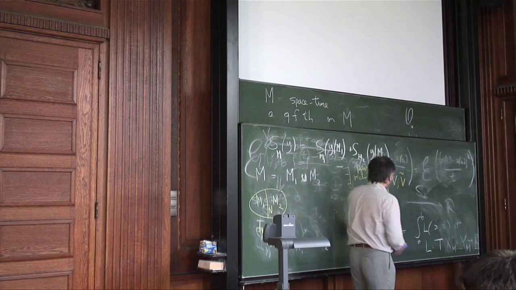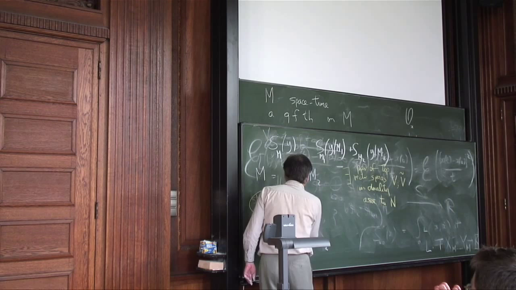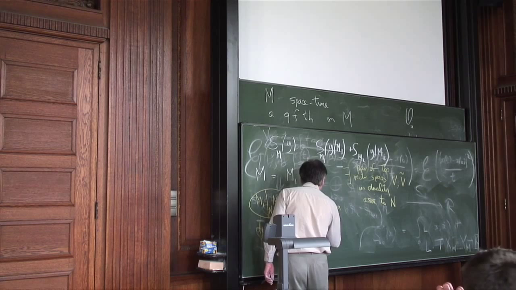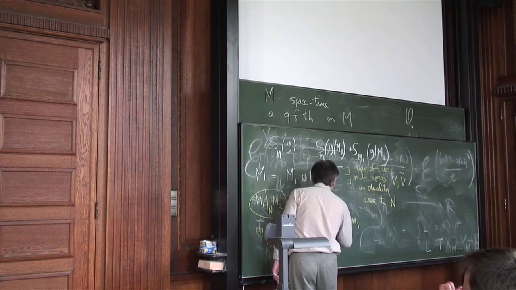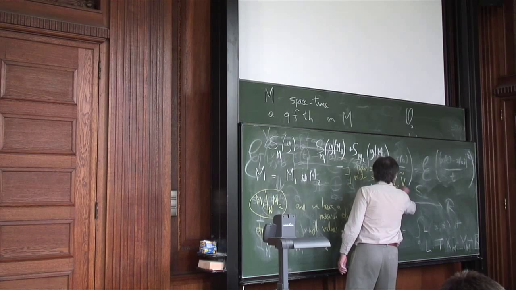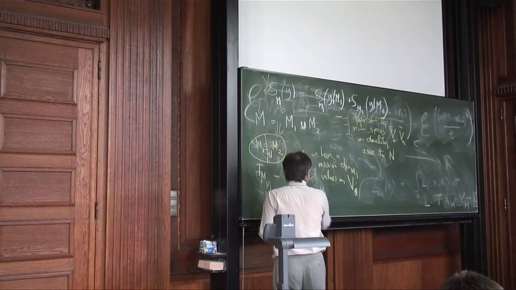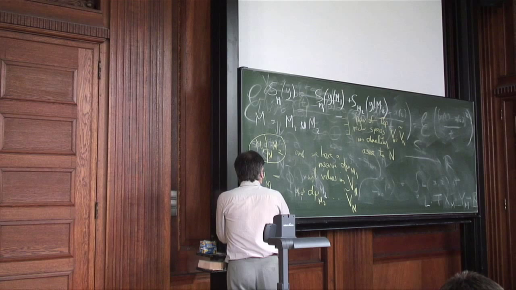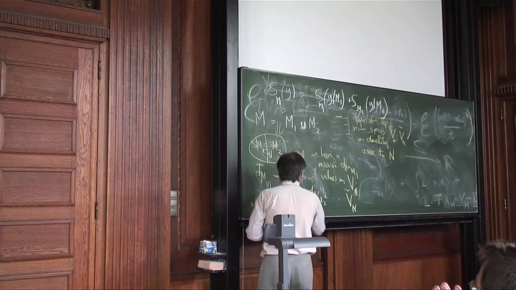And we have a measure dμ_M1 with values in V, let's call it V_N, and another measure dμ_M2 with values in the dual V-tilde of N, such that the measure that we originally wanted, our path integral measure, is a pairing of these two things.